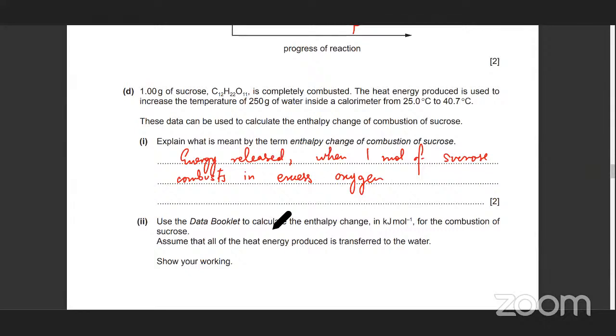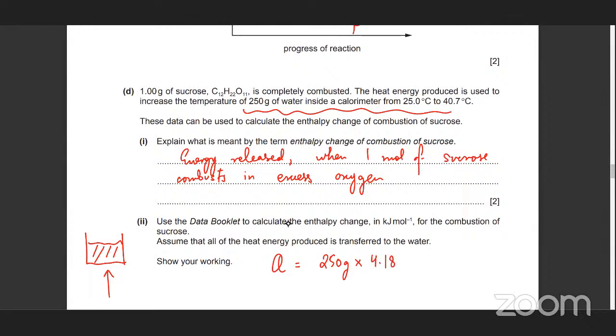As you use the data booklet to calculate the enthalpy change in kilojoules for the combustion of sucrose, what you can do is, water is being heated. So you're going to use mc delta T. First, the water is 250 grams. Remember, we're just calculating, when you burn sucrose, how much heat went into water. So for the 250 grams of water, the specific heat capacity is given in the data booklet as 4.18. You can open the data booklet and see. And delta T is 25 and 40.7. That's, I think, 50.7. This is around 15.7.